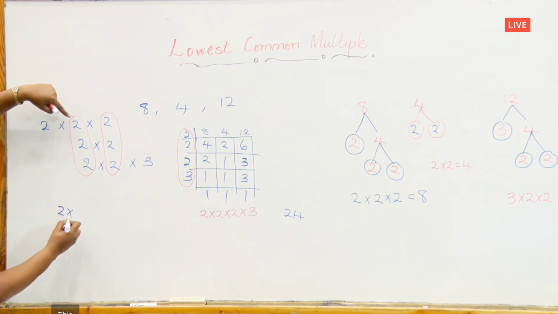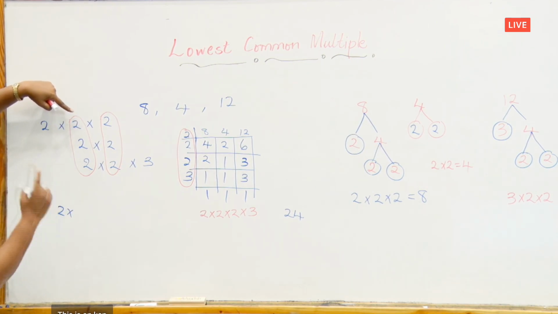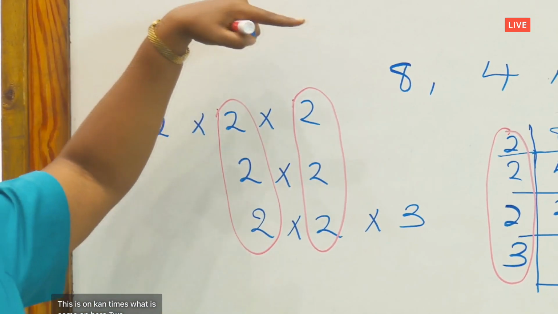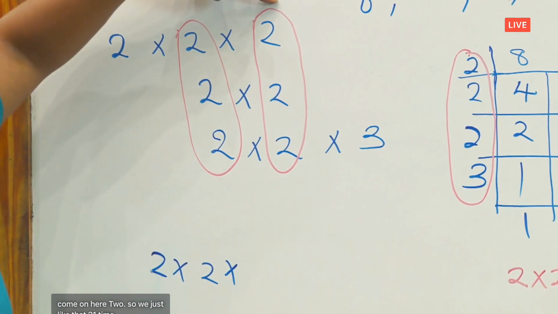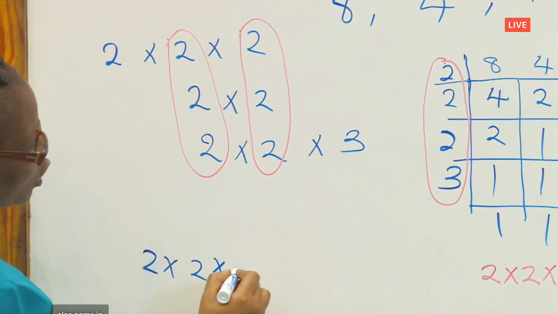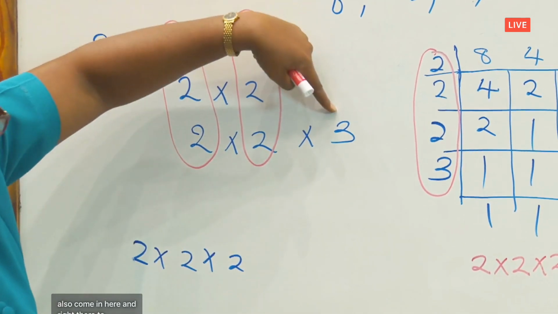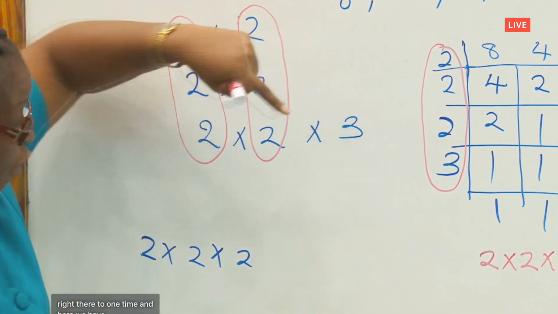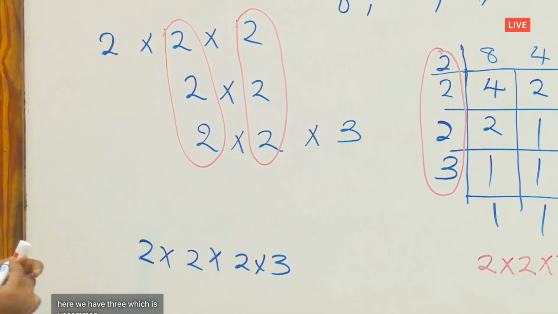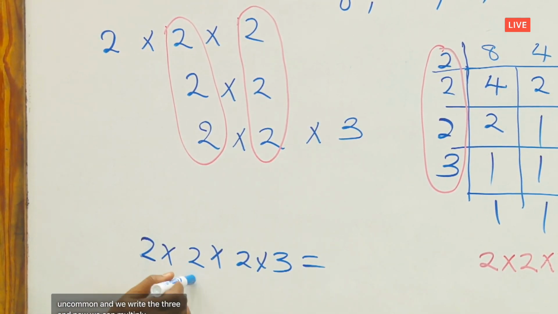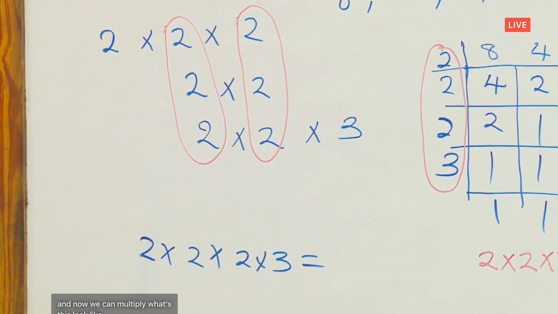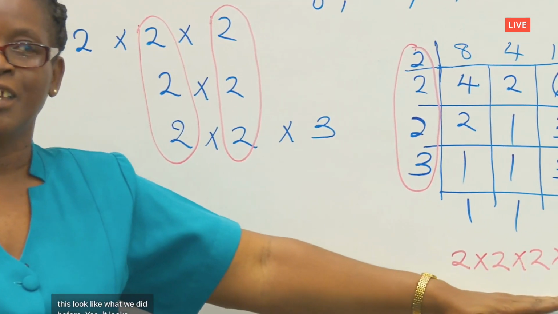So here, these are what I have common. So this will be my 2. This is uncommon times, what is common here? 2. So we just write that 2 one time. Times 2 is also common here, and we write that 2 one time. And here we have 3, which is uncommon, and we write that 3. And now we can multiply.